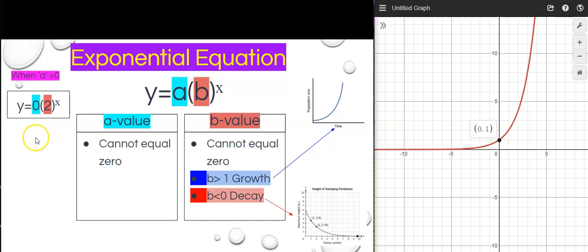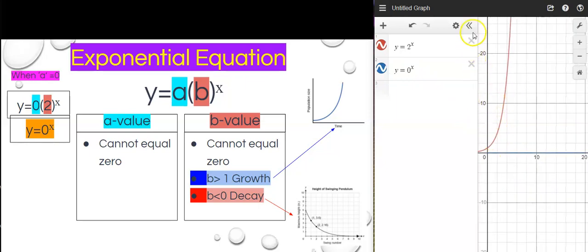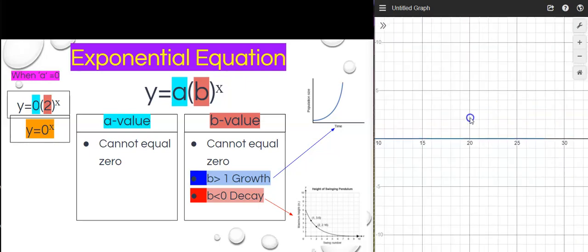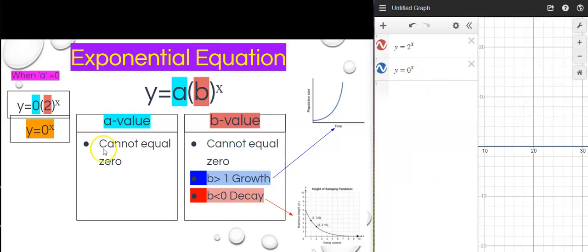You have this equation right here, y equals 0 to the x. And so this is not going to create a curved line. Let me show you guys that it's not going to. So if I go y equals 0 raised to the power of x, you can see that the blue line here now is not a curved figure. It's just pretty much a straight line. So at that point, if a is 0, then this equation is no longer an exponential equation.